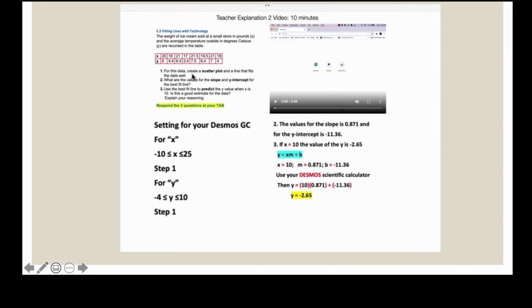This is the problem. This is my own video clip. This is the graphing calculator settings, and this is my tip to get the value of y when x is equal to 10, using the line formula connected with a scientific calculator on Desmos.